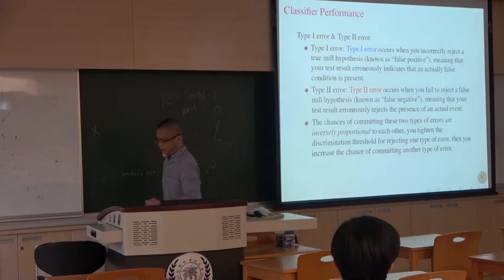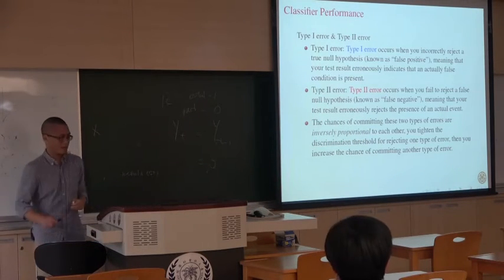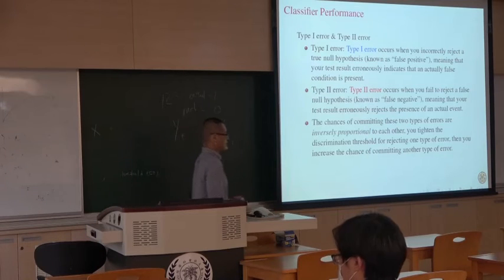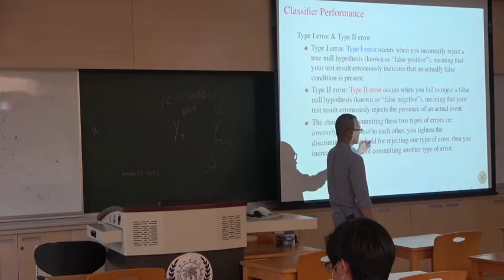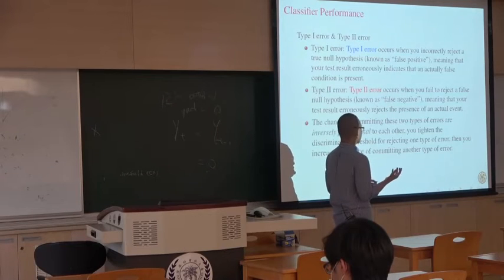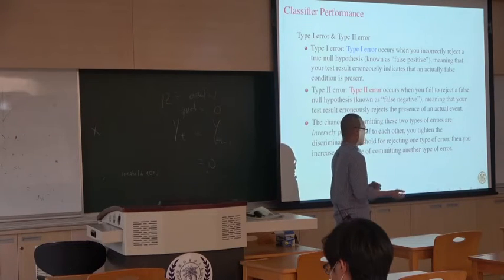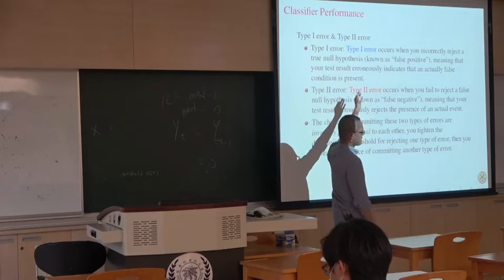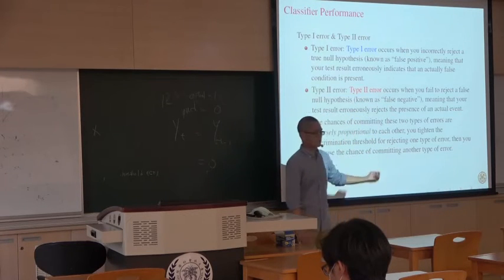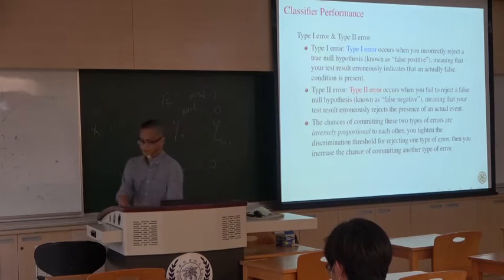Also, one of the interesting things is that the chances of committing these two types of error are actually inversely proportional to each other. So if you act in a discriminating fashion to reduce one type of error, the chance that you commit the other type of error will actually increase. Let me use one example to show you this.